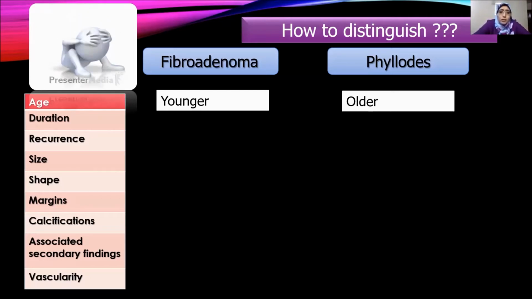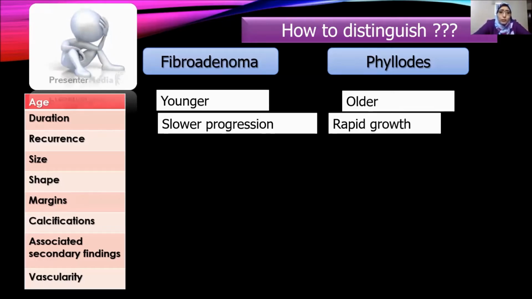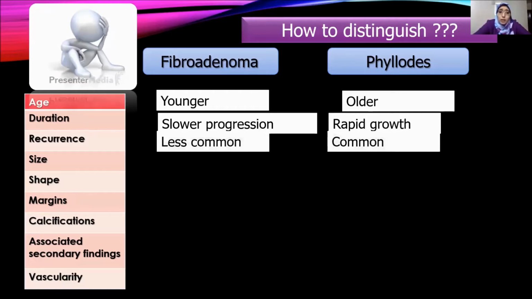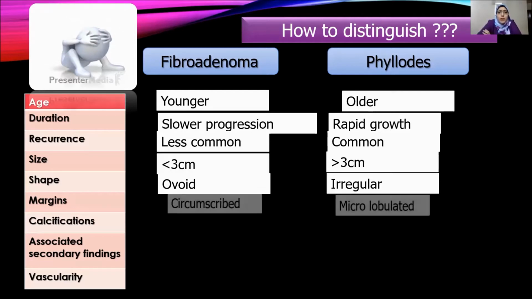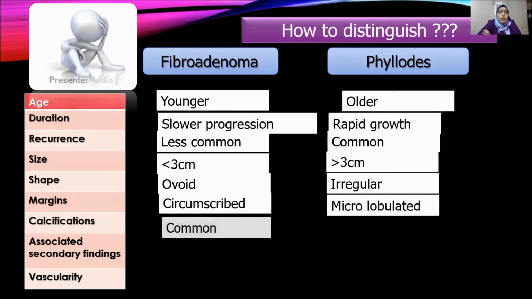Fibroadenoma occurs in younger patients and is more slowly progressive than the phyllodes, and the phyllodes is more common. Recurrence is more common in the phyllodes. Phyllodes is largest in size, beginning from 3 to 4 centimeters. It has a more irregular and microlobulated margin.